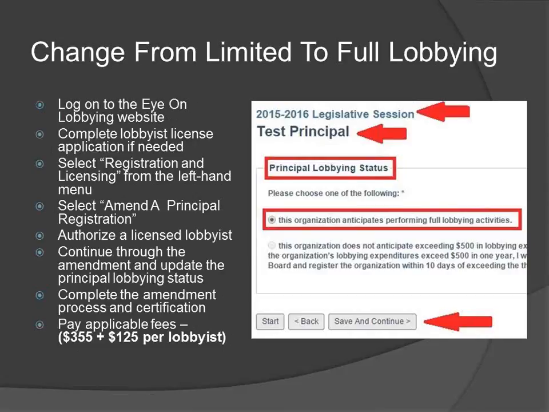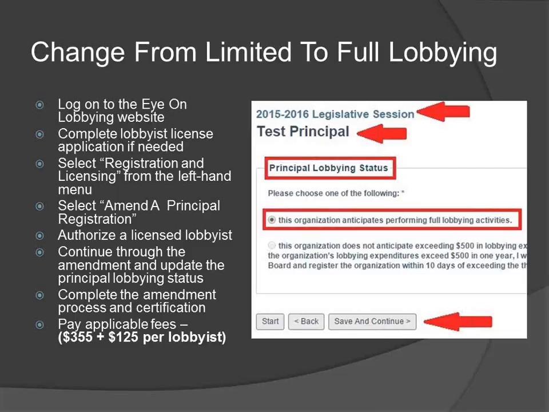To amend a principal registration from limited to full, log into the Eye on Lobbying website. Complete the lobbyist license application if the principal's representative does not already have a lobbyist license. Select Registration and Licensing from the left-hand menu. Select Amend a Principal Registration.